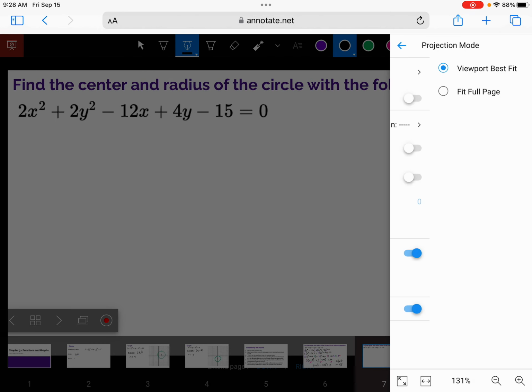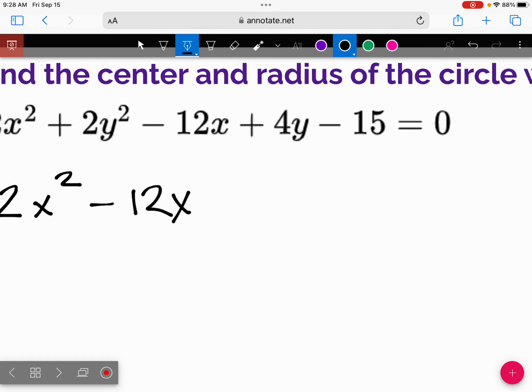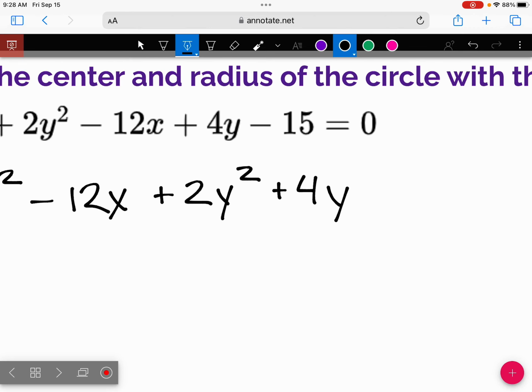Nope. Full page. Okay. So I'm going to rearrange stuff. I want my 2x squared next to my minus 12x. I want my 2y squared next to my 4y. And I want that 15 to cross the equal sign. So we're going to set this equal to positive 15, because I add 15 to both sides. All right?